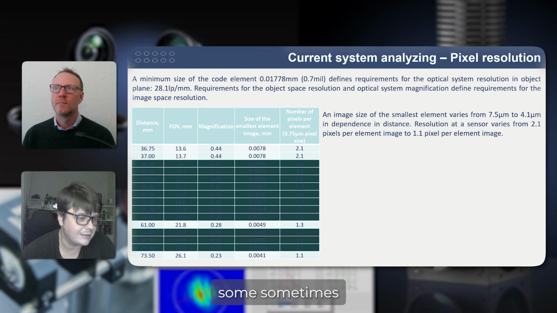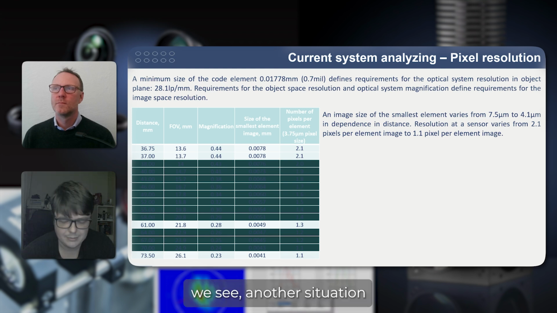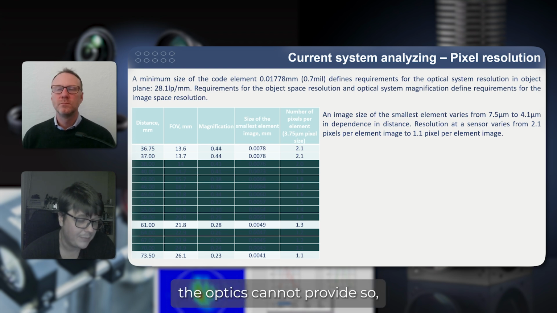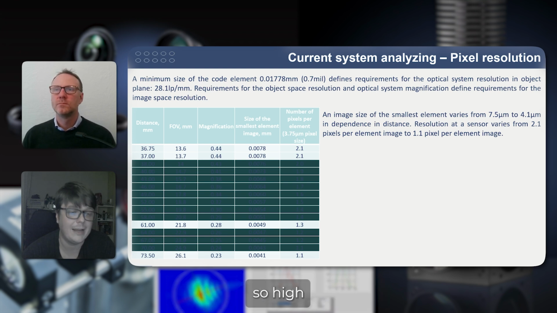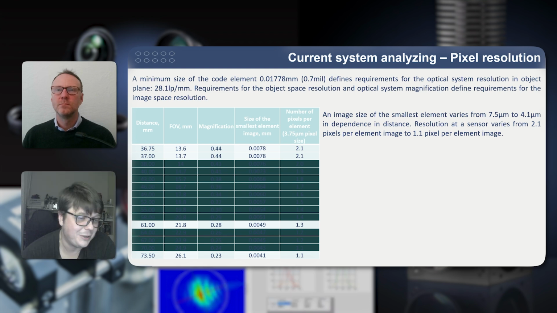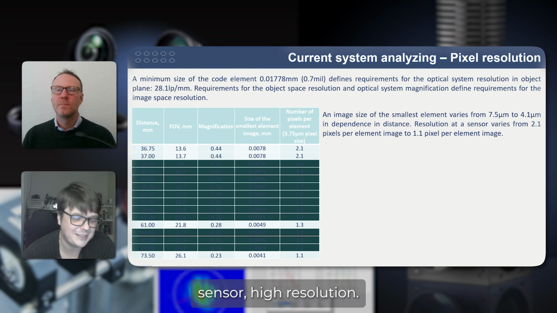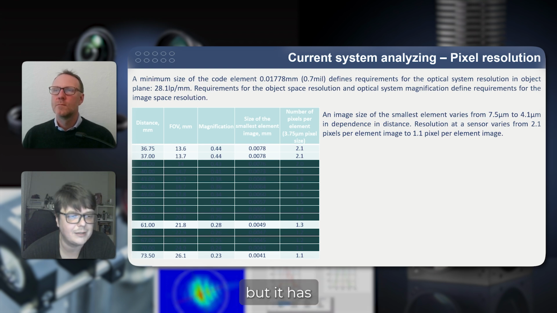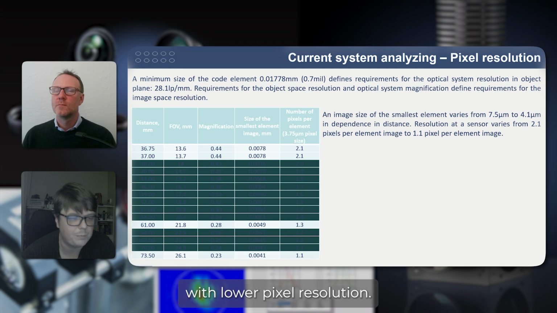From another side, sometimes we see another situation when the sensor has very high resolution, and the optics cannot provide an optical resolution high enough to correspond to this sensor resolution. And this is a smaller problem than the previous one, because okay, we have a not very sharp line, but it is imaged by a huge number of pixels, and the image will look better than the image with lower pixel resolution.